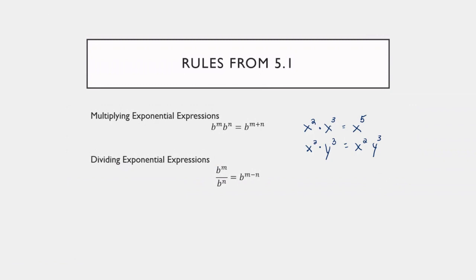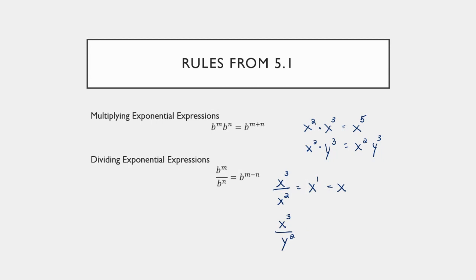The dividing exponential expressions is similar, but you subtract instead of adding. So if I have x cubed over x squared, you subtract top to bottom, 3 minus 2. So you get x to the first, which is the same thing as x. But if they're different letters, like x cubed y squared, you can't do anything to it because they're different letters, they don't match.